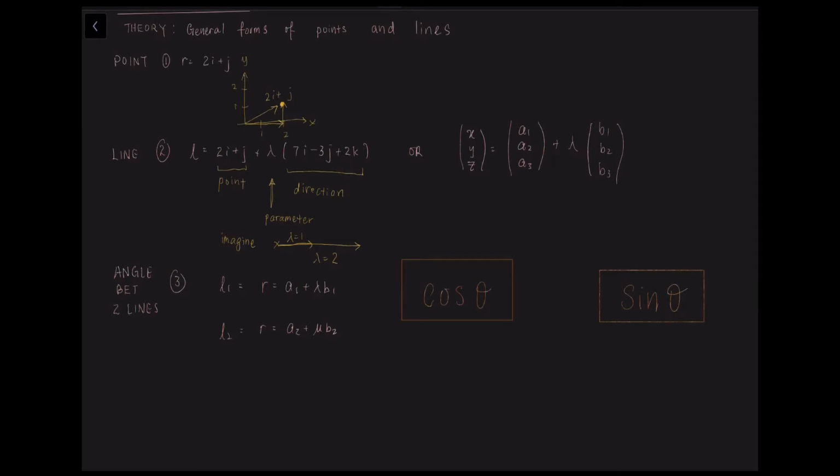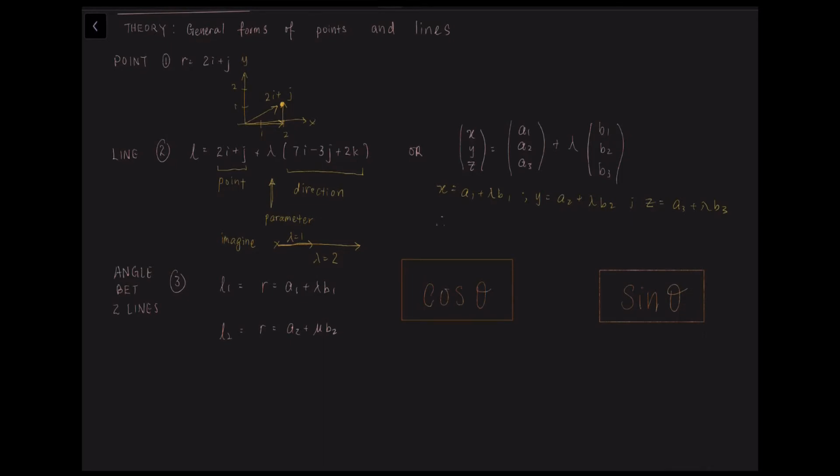Then there is another way to represent a line. So for example, you have (x, y, z), which is r or any point on the line, equals a starting point (a1, a2, a3) plus lambda times (b1, b2, b3). And what you can do is to separate the three equations out. So we can represent x equals a1 plus lambda b1, y equals a2 plus lambda b2, z equals a3 plus lambda b3.